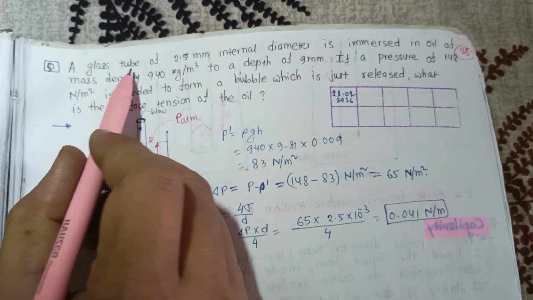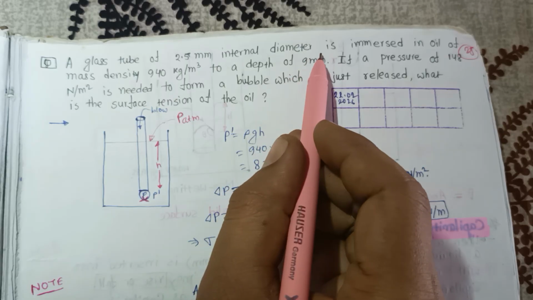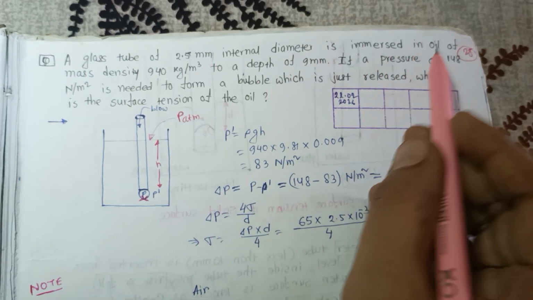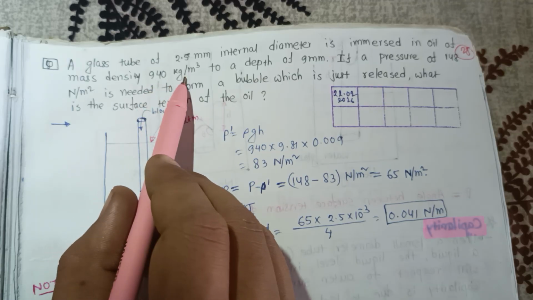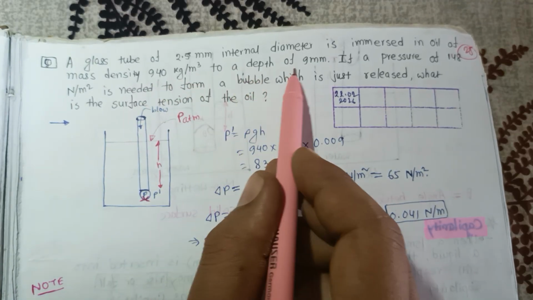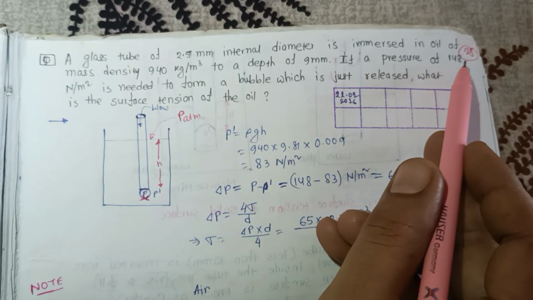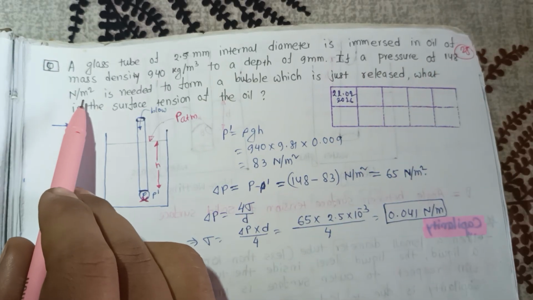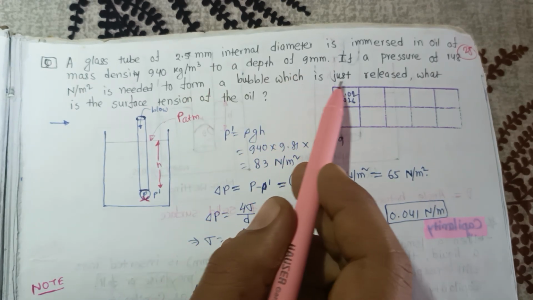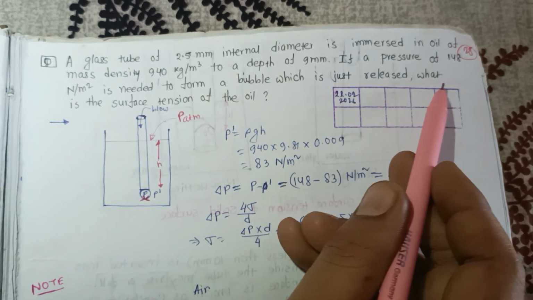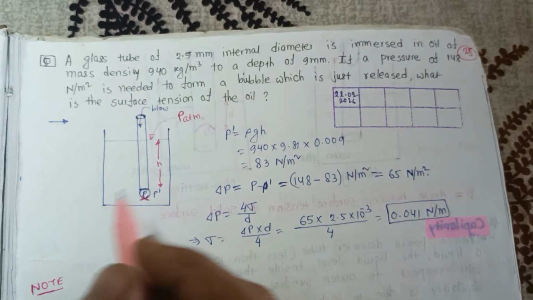A glass tube of 2.5 mm internal diameter is immersed in oil of mass density 940 kg per meter cube to a depth of 9 mm. If a pressure of 148 Newton per meter square is needed to form a bubble which is just released, what is the surface tension of the oil? You have to calculate the surface tension of the oil.